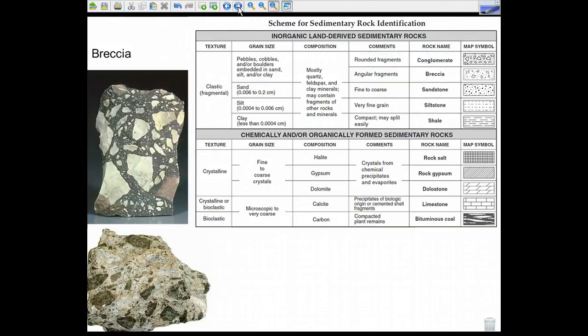Next example is breccia. Right over here, there's breccia. You can see the map symbol. The difference between conglomerate and breccia is, believe it or not, just the shape of the fragments. You can see that these are more angular, less rounded. Therefore, the fragments in breccia experienced less weathering and erosion compared to the ones found in conglomerate.